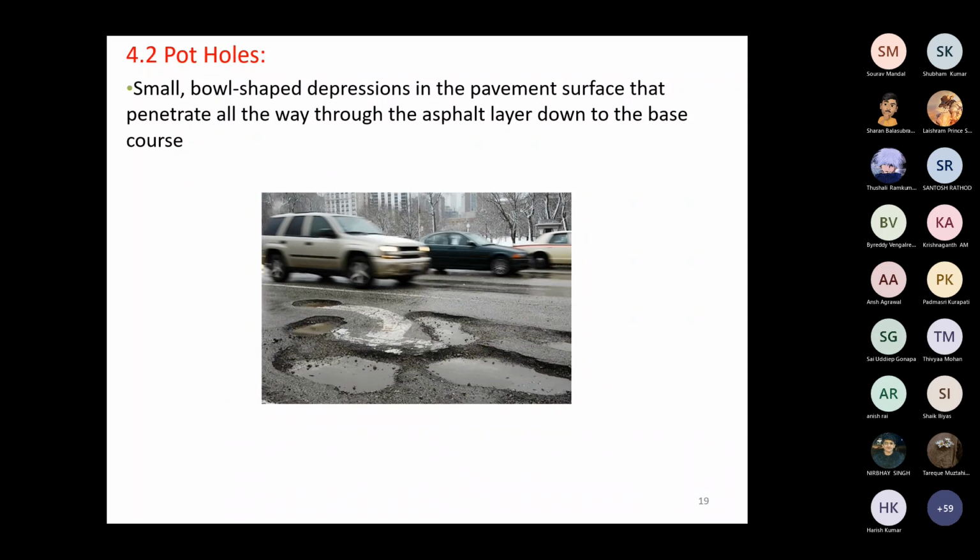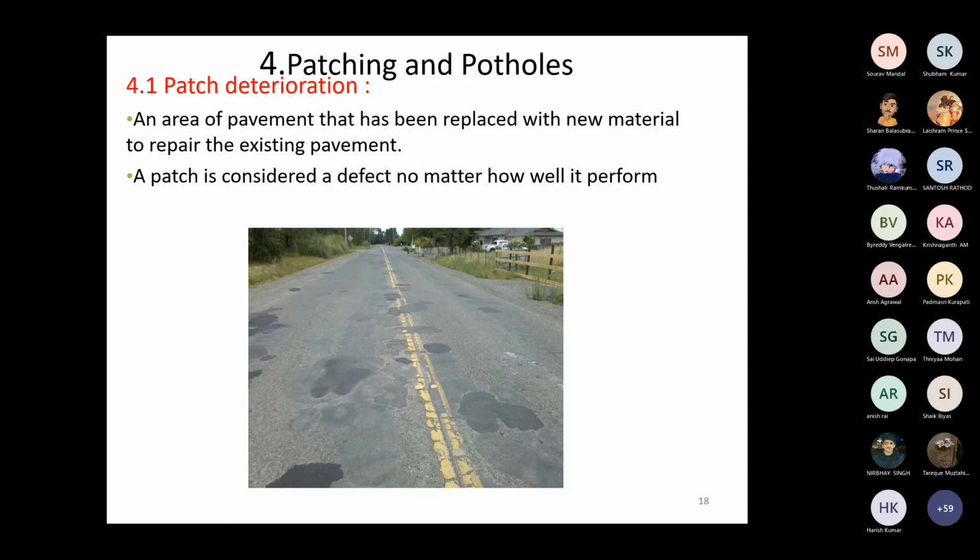For repair purposes, for repairing many of these, you are doing patchwork. However good the patchwork you are doing, even that itself is a defect or distress. You won't feel like you are riding smoothly if many patchworks are done, even though it's part of the repair. A patch is an area of pavement that has been replaced with new material to repair the existing pavement. A patch is considered a defect no matter how well it performs. It might last long or serve its purpose if you're filling the potholes, but even then you'll have roughness and discomfort.